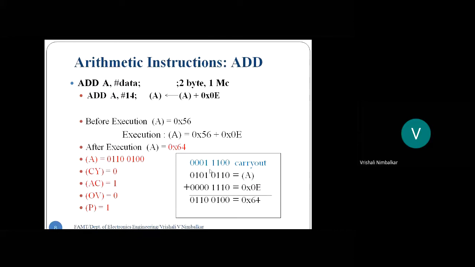Next, now adding the fifth bit. 1 plus 1 is 2, so 0 and a carry. I should have shown a carry here. Right, and then that's 1. 1 plus 0 plus 0, that's 1.